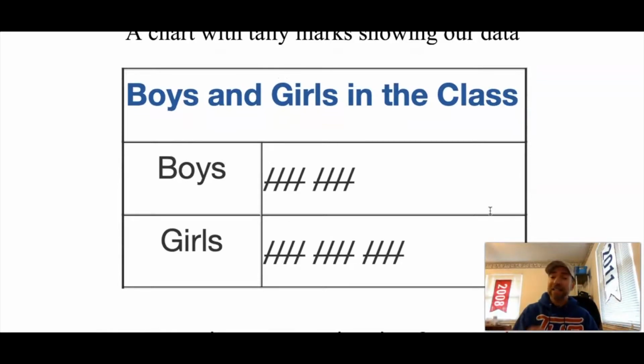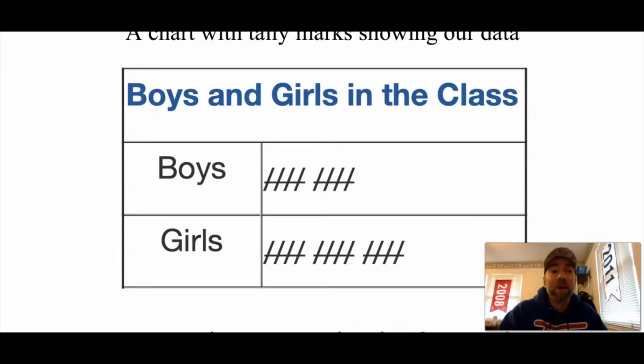Here is a tally chart. The tally chart has a title: Boys and Girls in the Class. That's what our data is about. How many boys are there and how many girls are there? And we had to collect that data. Well, let's see. For our boys, we have some tally marks. And every tally mark represents a boy. Well, if we wanted to count the boys, we can go ahead and count every tally mark. 1, 2, 3, 4, 5, 6, 7, 8, 9, 10.